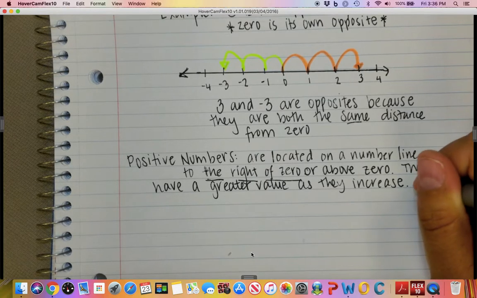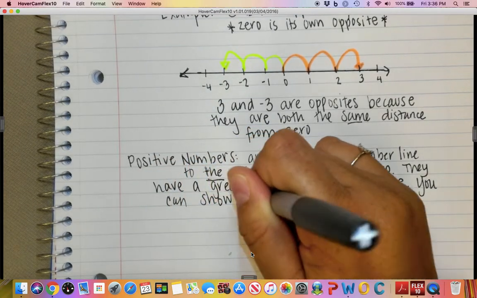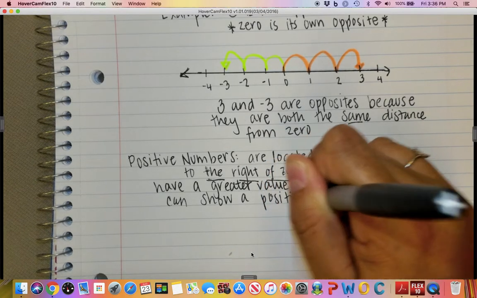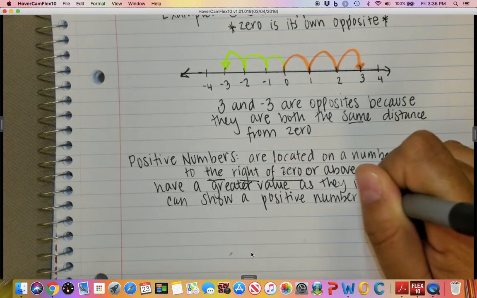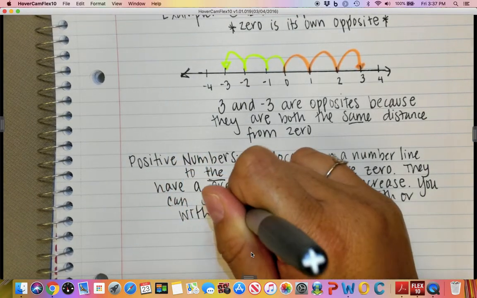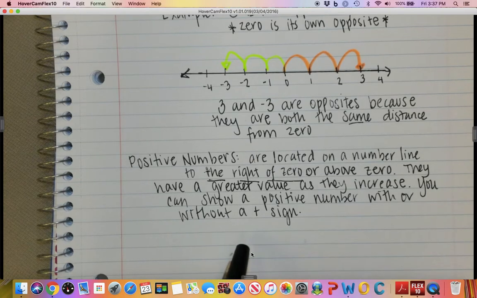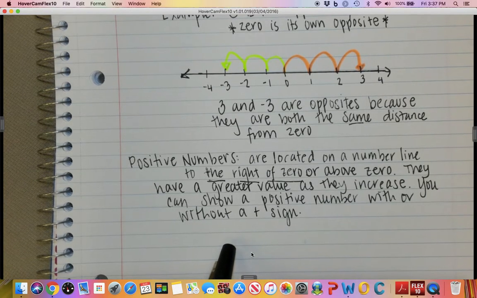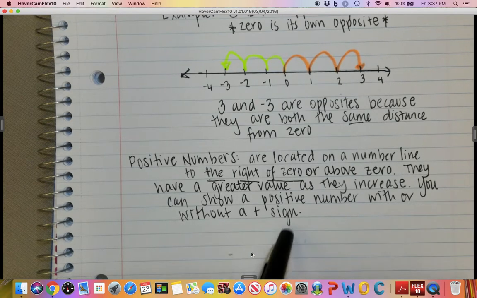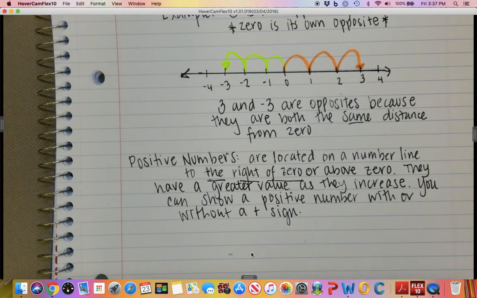You can show a positive number with or without a plus sign. And this is going to only really become important when we start adding and subtracting integers, positive and negative numbers. We will need to use a positive sign in some cases, and other cases it attaches itself to a number, which is not something we're going to be doing until like February or March.